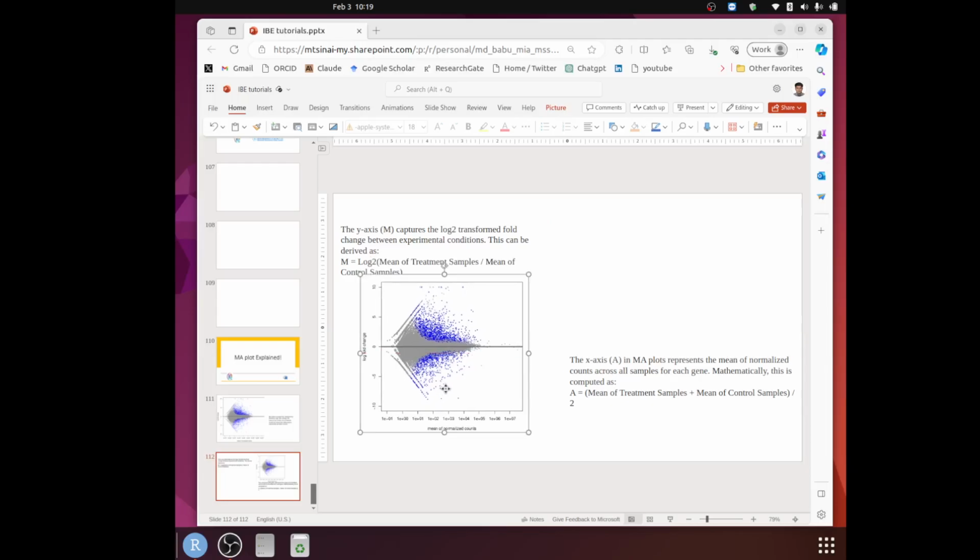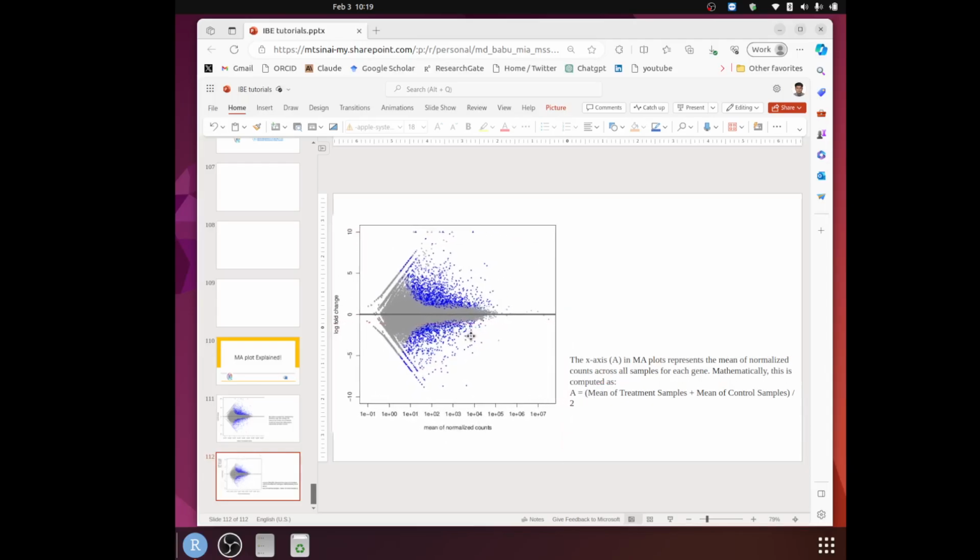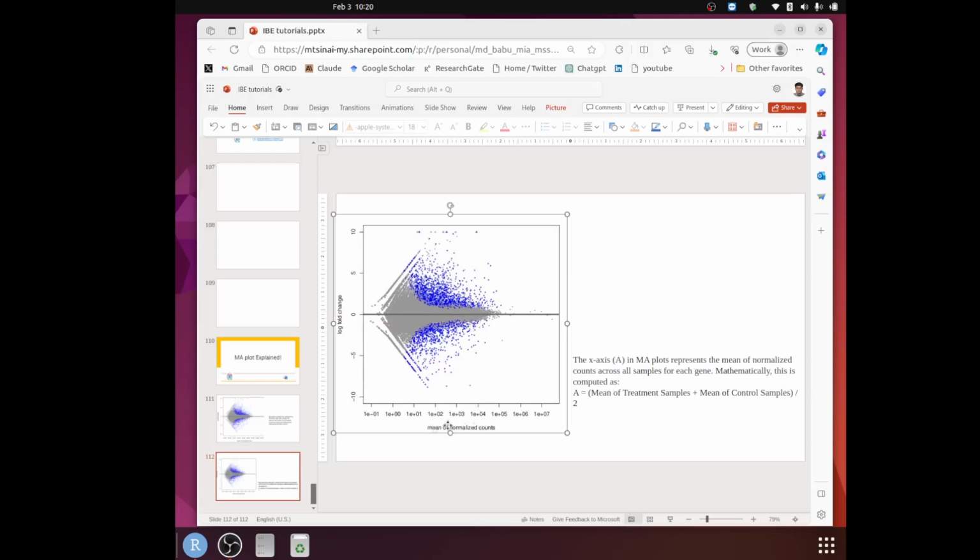On the contrary, if you want to see what is the mean of normalized count on the x-axis, then you take the mean of treatment samples plus the mean of control samples, which is wholly divided by 2.